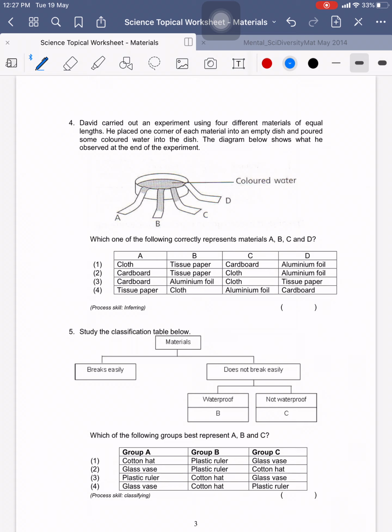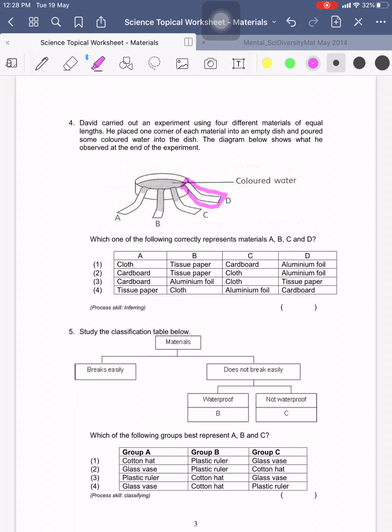Okay, next question. Now, number 4. David carried out an experiment using 4 different materials of equal lengths, and he placed one corner of each material into an empty dish and poured some colored water into the dish. The diagram below shows what he observed at the end. Now, if you observe this D, there's no water being absorbed by the material D.